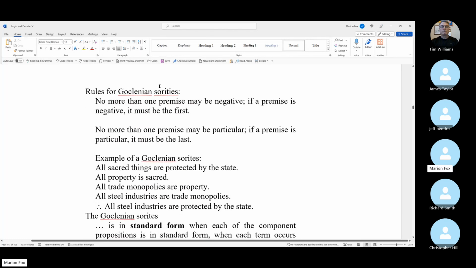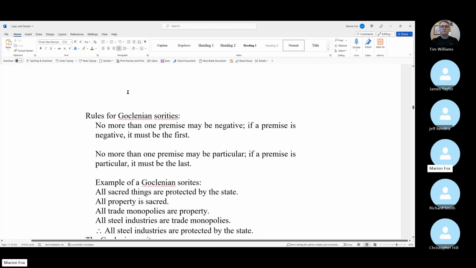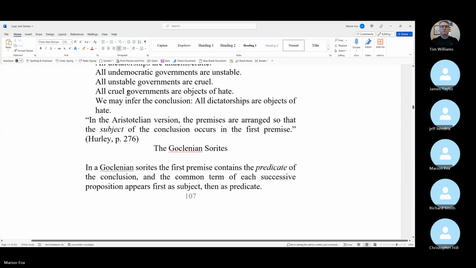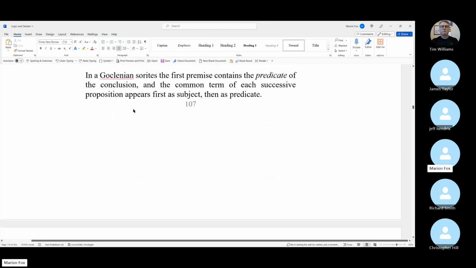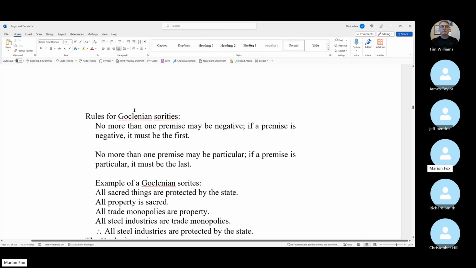No more than one premise can be negative, just like the other ones. You can't have more than one negative premise in any set of arguments. A premise that is negative must be the first. All right, let's go back to Aristotle's. No more than one premise may be negative, and the negative premise must be the last. See, here it's the last premise that is negative. Right here, in the Goclenian, the first premise is negative. So they're constructed differently. Be aware of that.